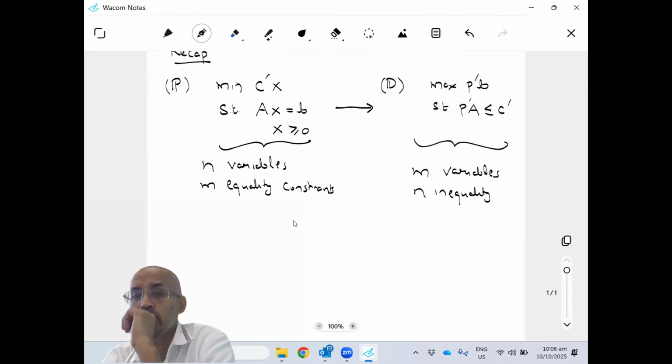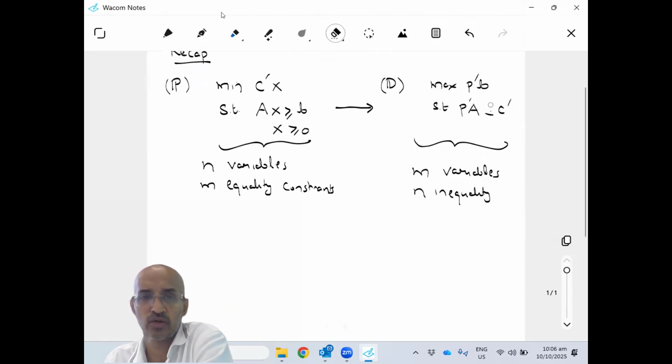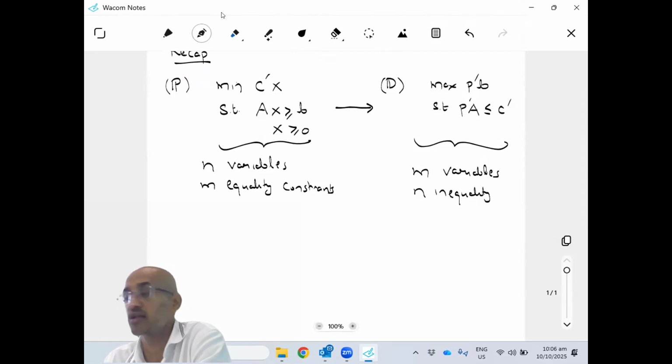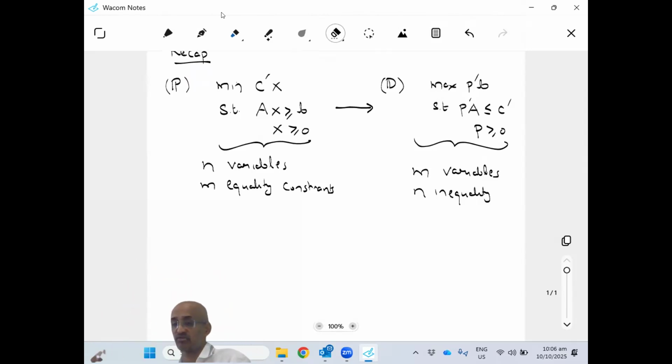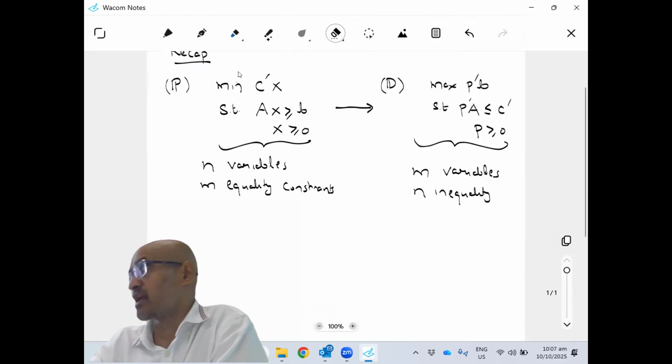You can do this for every LP. If, for example, I was to change this to, let's say, AX greater than equal to B, X non-negative, then this dual will change. This will become P transpose A less than equal to C transpose because X is non-negative, and because this is a greater than equal to sign, it turns out that P will have to be non-negative. So depending on what type of constraints you have here, the formulations will change a bit. And instead of deriving this every time step by step, you can do this for every LP of any form.